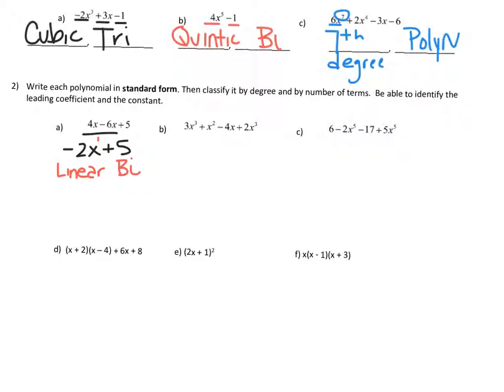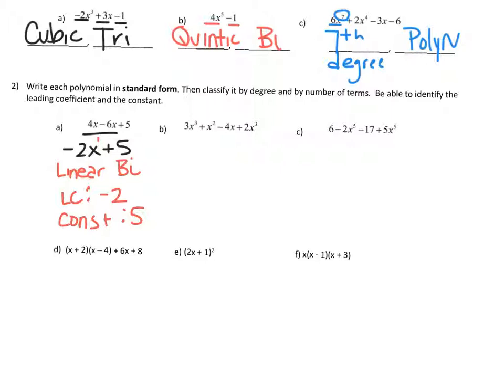And I'm going to also name the leading coefficient. The leading coefficient is, if you write it in standard form, the number out front. So that's -2. So the leading coefficient is -2. And the constant is the number that doesn't have the variable with it. That's going to be 5. That's just going to be key vocab later on.